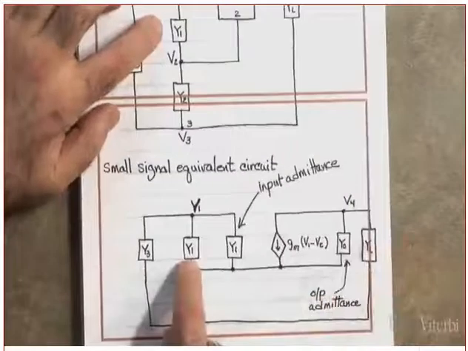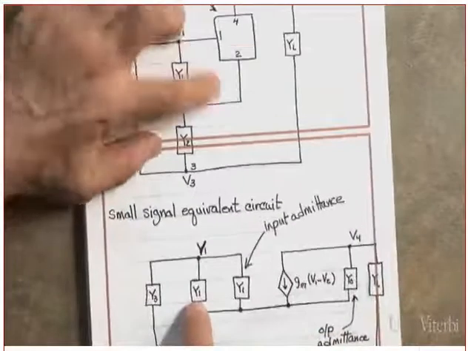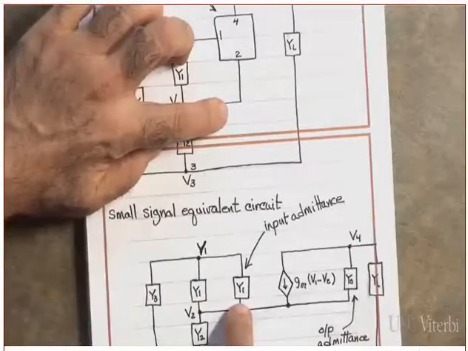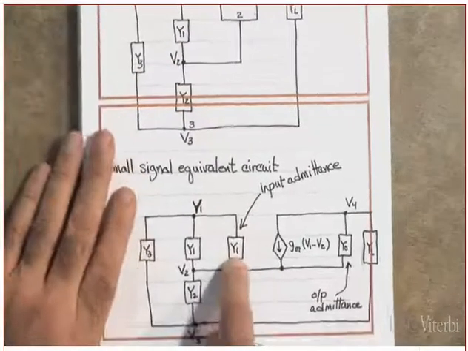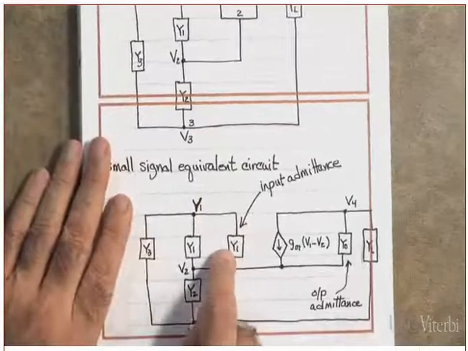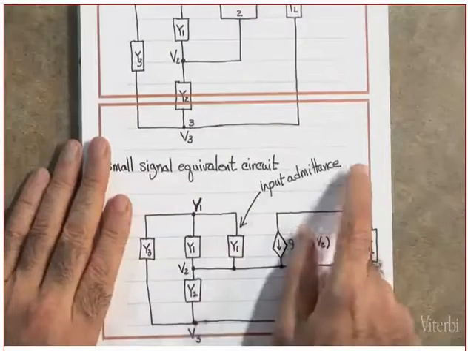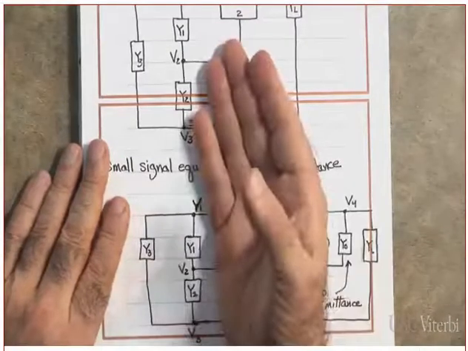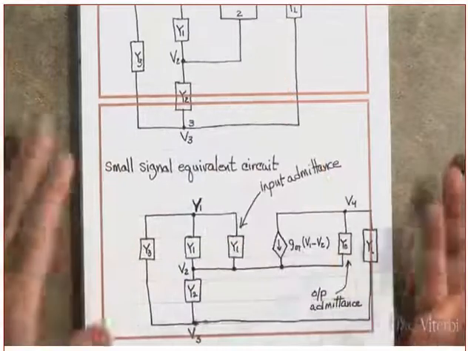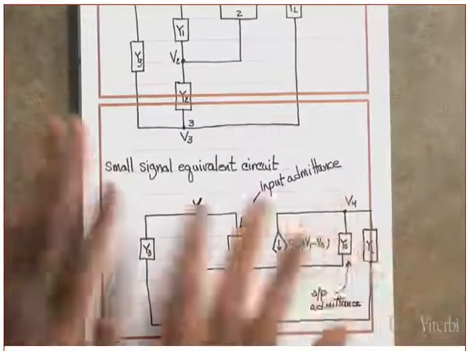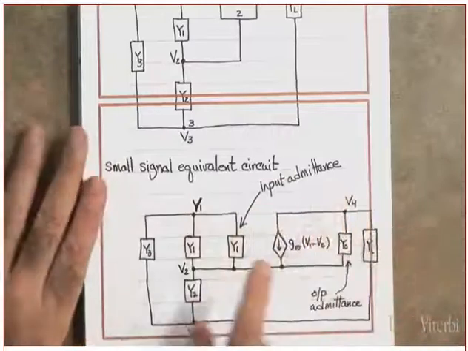What do I have? I have the Y1. From 1 to 2, I have a YI. Why is this YI? What does the YI represent? Input admittance. If this is a common source, then this one will be highly capacitive. Do you remember this or not? Okay, but we will leave this in general. This is just a generality.